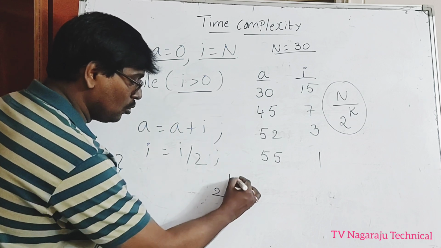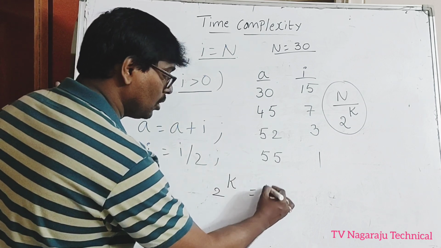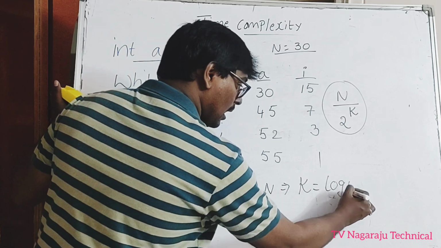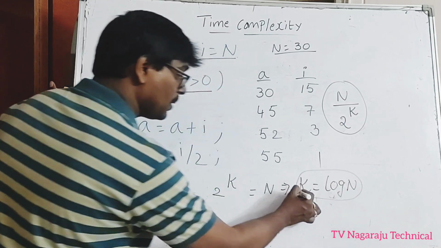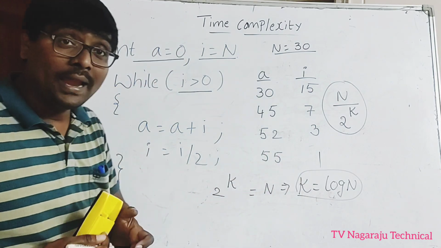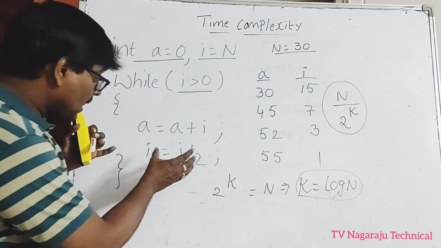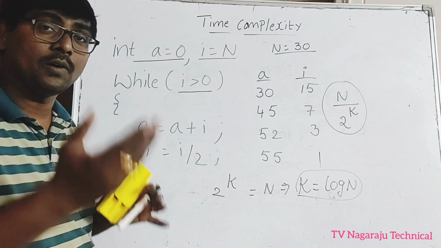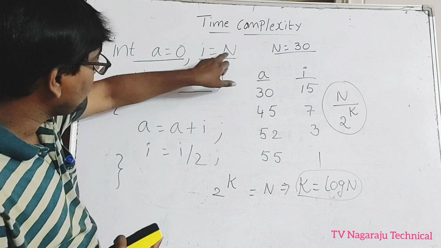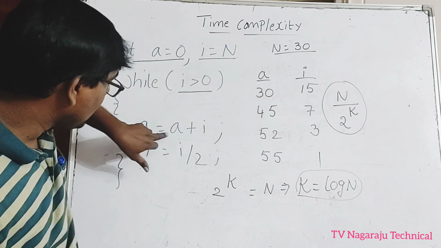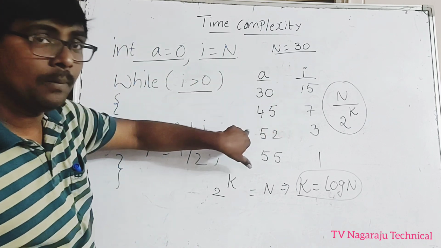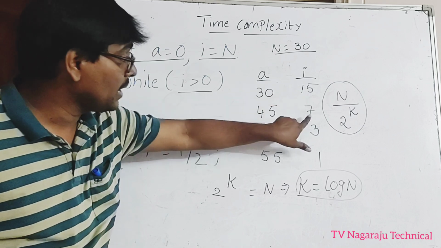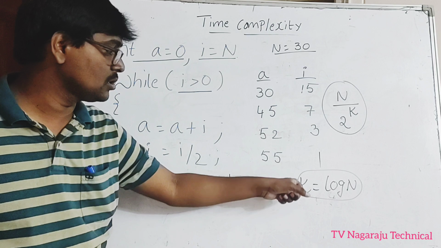Similarly, we write 2 power k is equal to n, and finally k is equal to log n. This is the time complexity. Observe carefully, why does log n occur? Because each and every time the value becomes half. So instead of comparing all the n, here A is updated for only half the number of additions. First 30 is added, next 15, next 7, next 3, and so on.